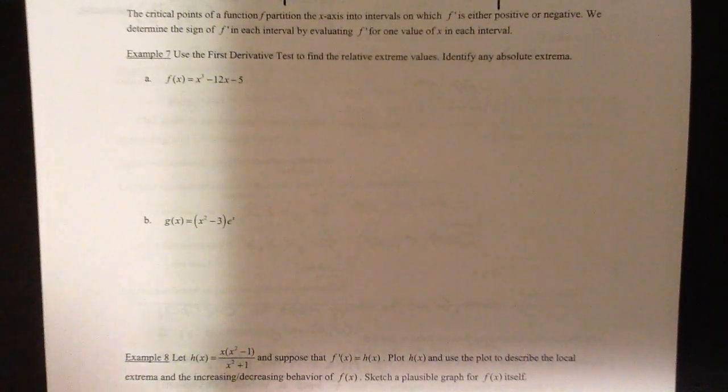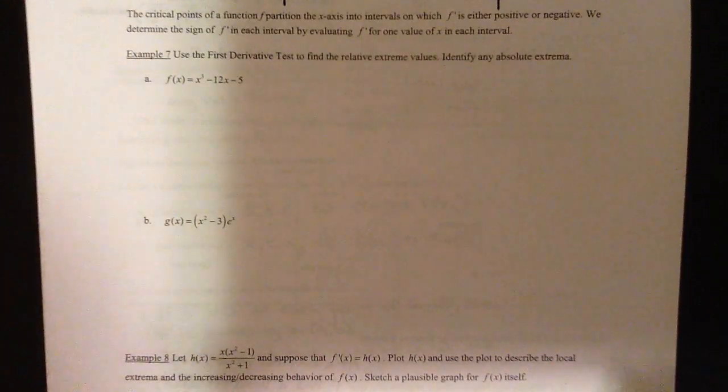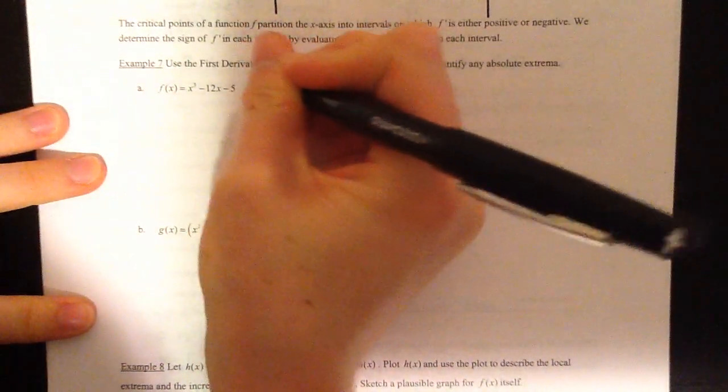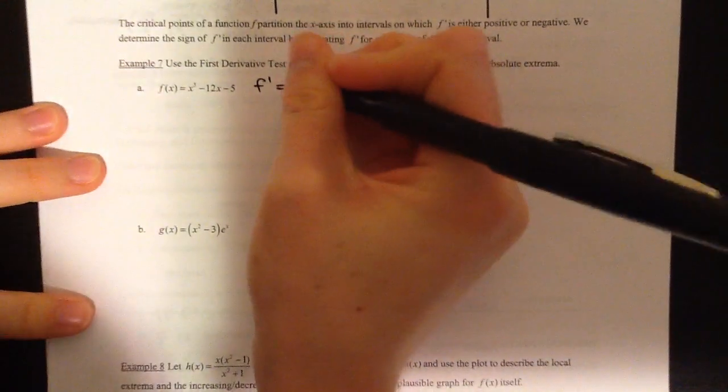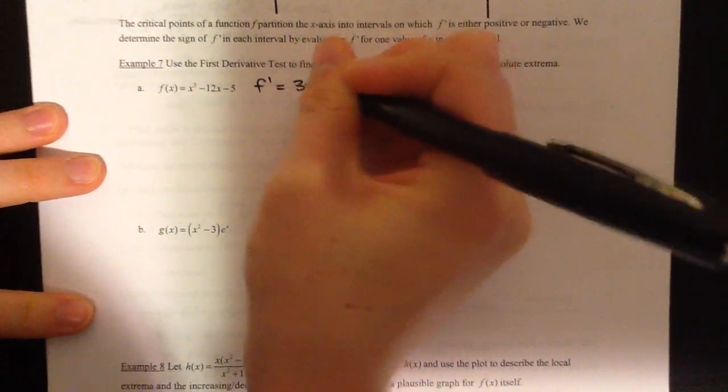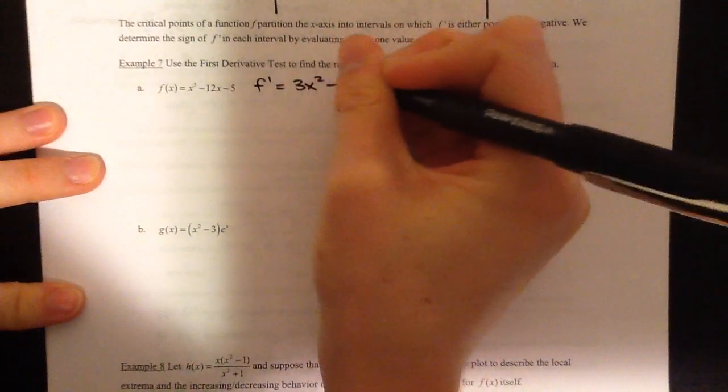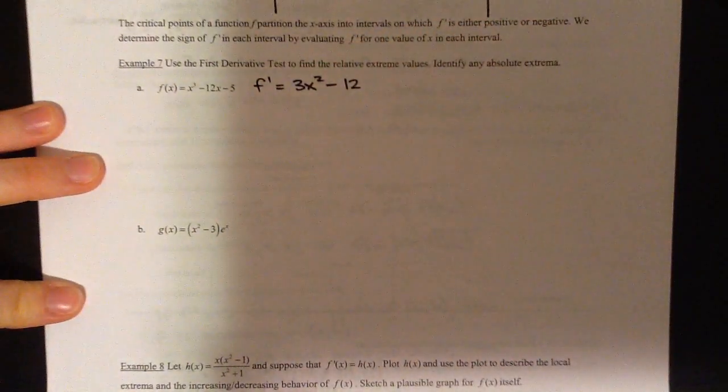So here's my function. I've got x cubed minus 12x minus 5. So I start by finding critical points. And then remember, the critical points partition my x-axis into different intervals. So critical points are where the derivative is equal to 0, which is how I was doing that in the previous section that we watched yesterday. So start with the derivative. Derivative of x cubed is 3x squared. And then minus the derivative of 12x is 12. The derivative of 5 is 0.